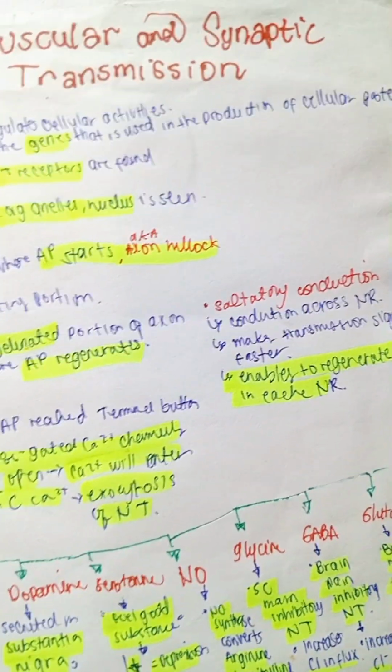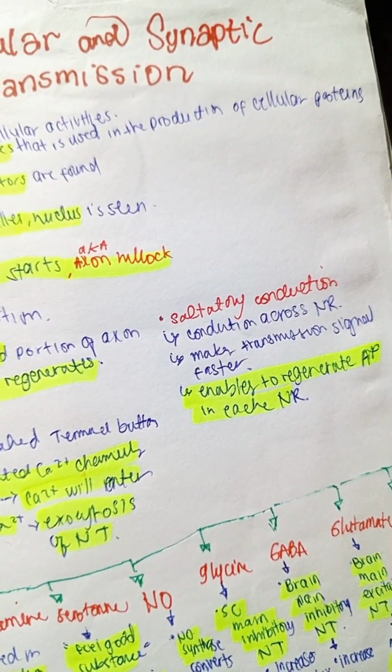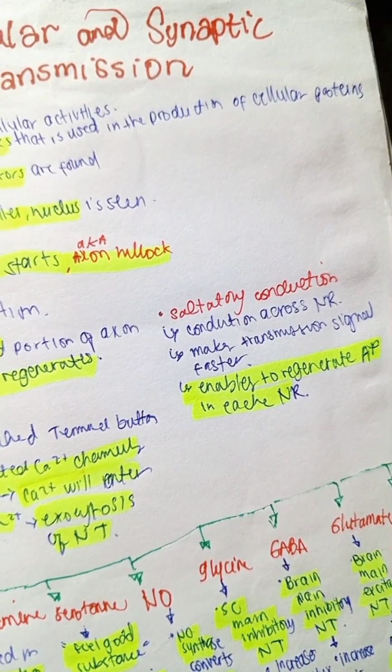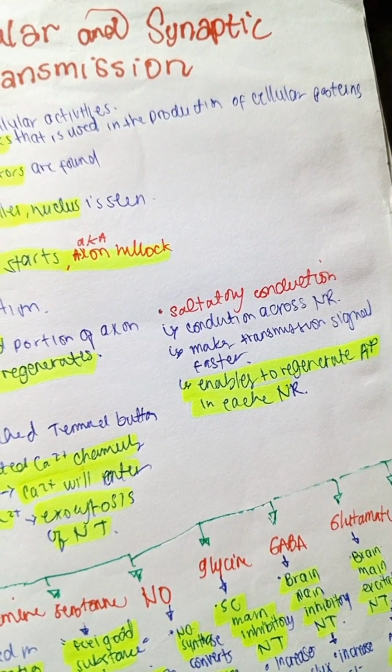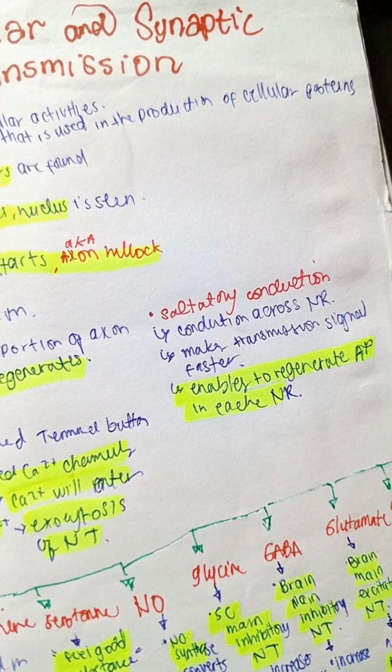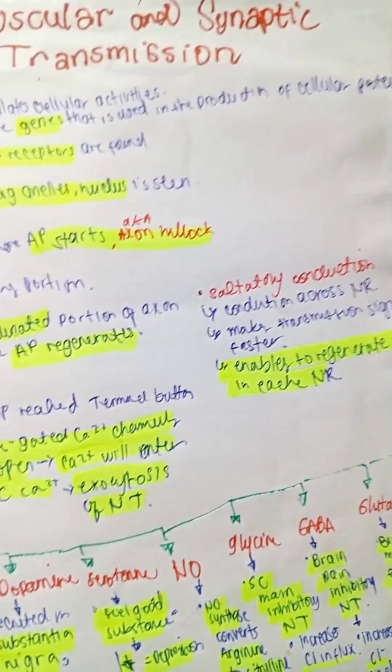So we also have what we call saltatory conduction. This is the conduction across the nodes of Ranvier, and it makes signal transmission faster. It enables the regeneration of the action potential in each node of Ranvier.